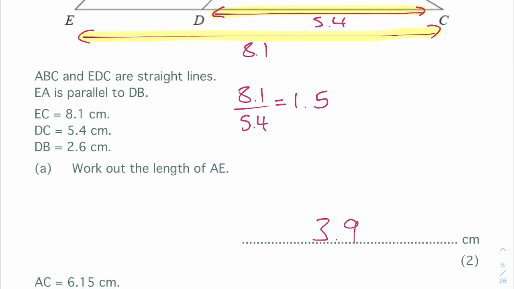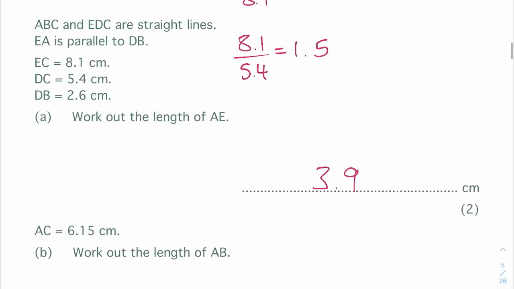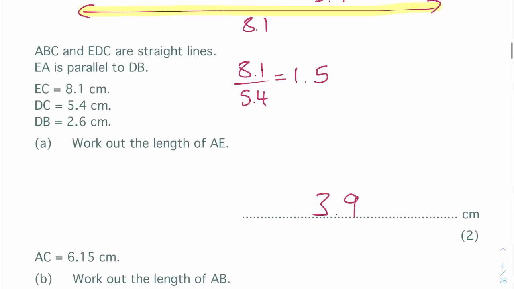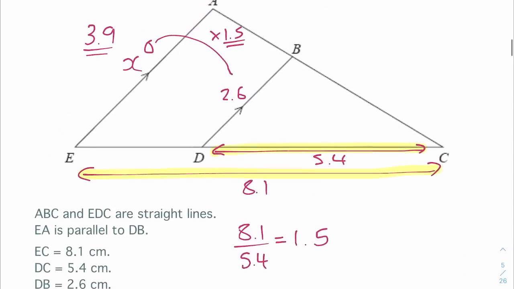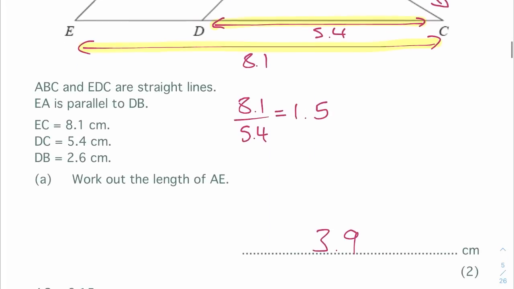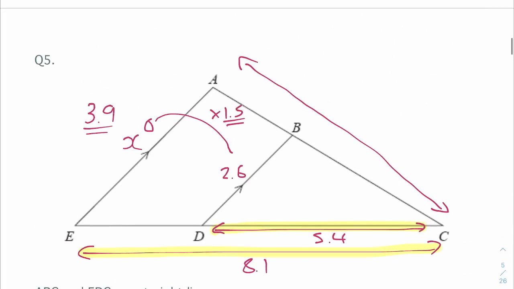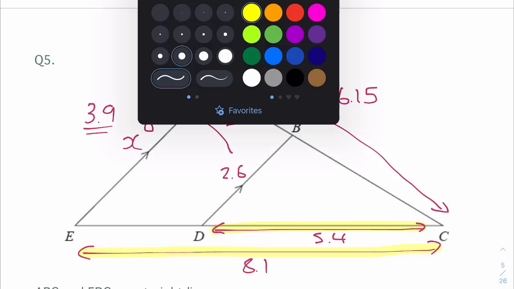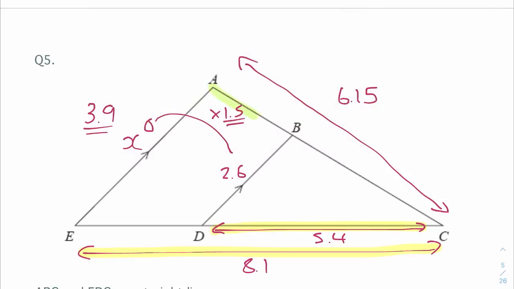Now part B gives us some more information. It says A to C is 6.15. Work out the length of A to B. So A to C is the full length going down this side of the triangle, and that is 6.15. And it wants us to work out the length of A to B, which is a little strange because it's the gap in between them. But if we work out the length of B to C, the smaller triangle, then we can work out the gap. So we're going to work out this length to start with.